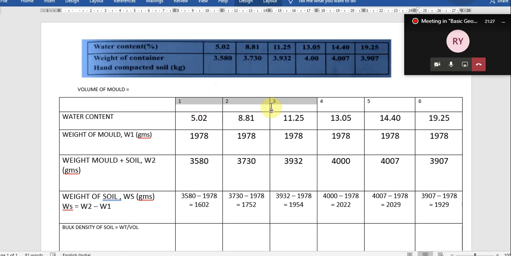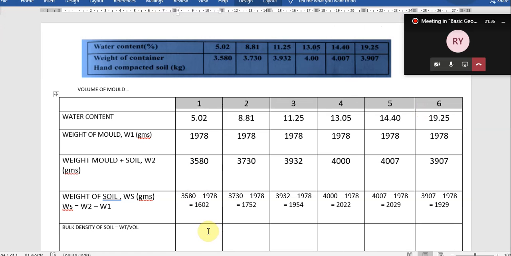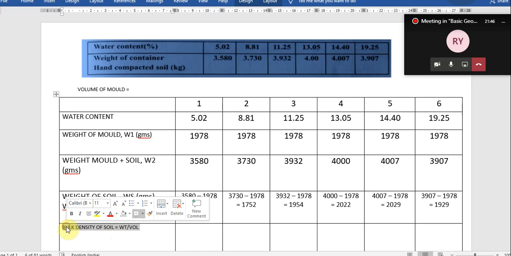I hope all of you are getting the same answers. Anyone getting any other answers? All of you are getting the same answers, right? Okay, so we'll move to the next step. That is, we'll calculate the bulk density of soil.